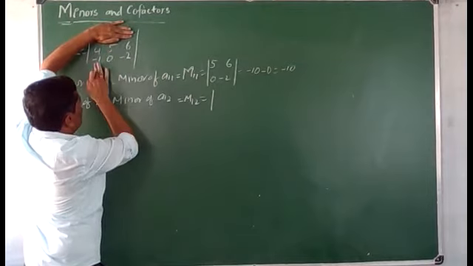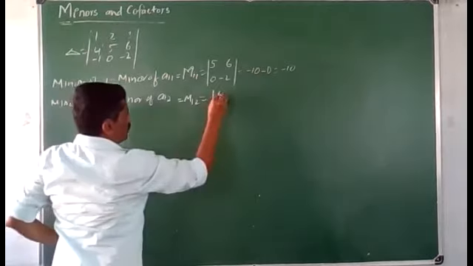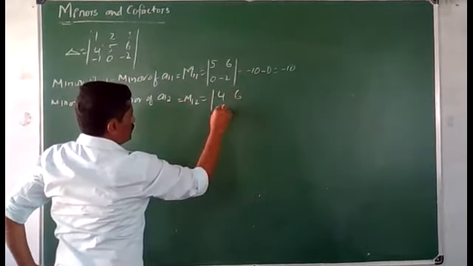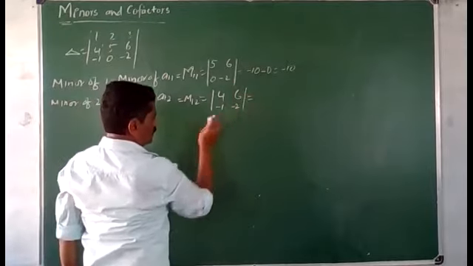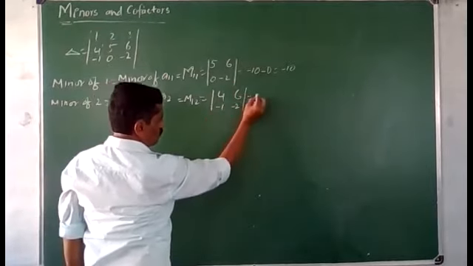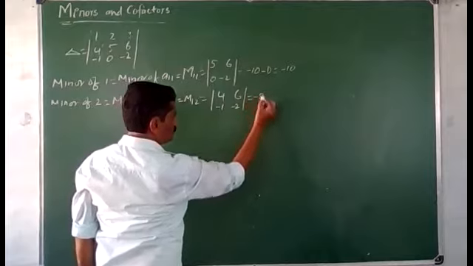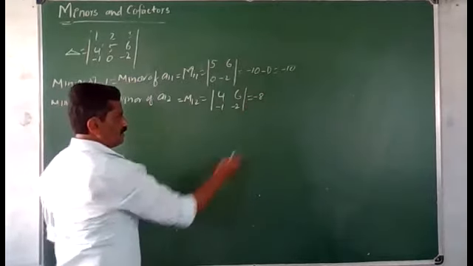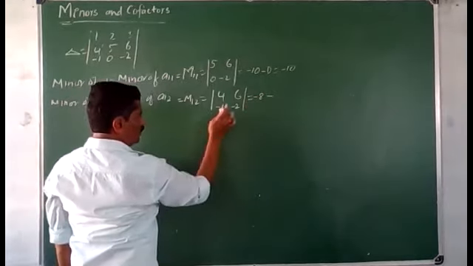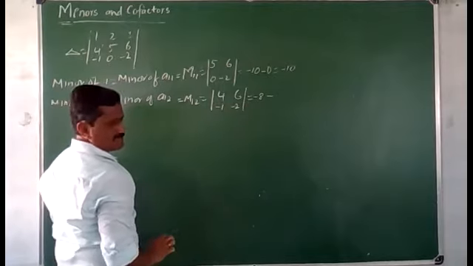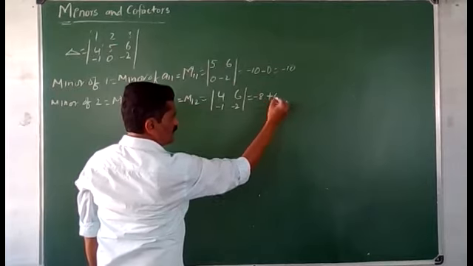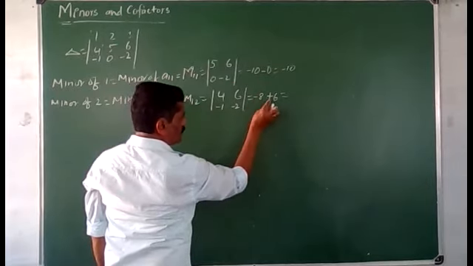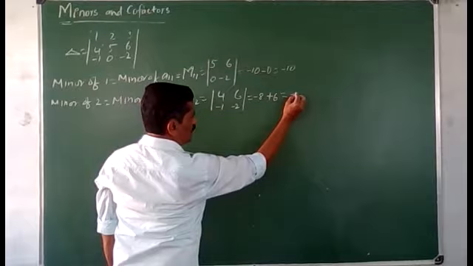The remaining elements are 4, 6, -1, -2. Expand this: 4 into -2 is -8, again minus of -1 into 6, that is minus of -6, that is plus 6. So -8 plus 6 gives -2.